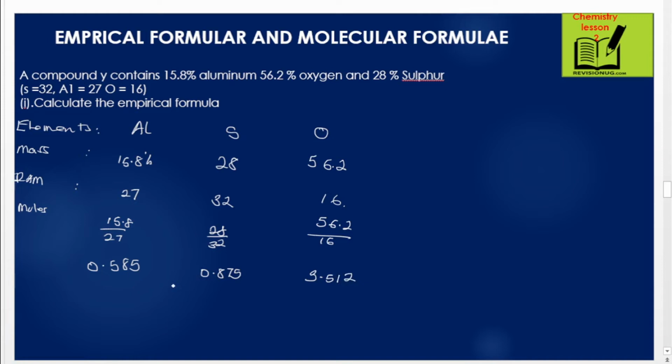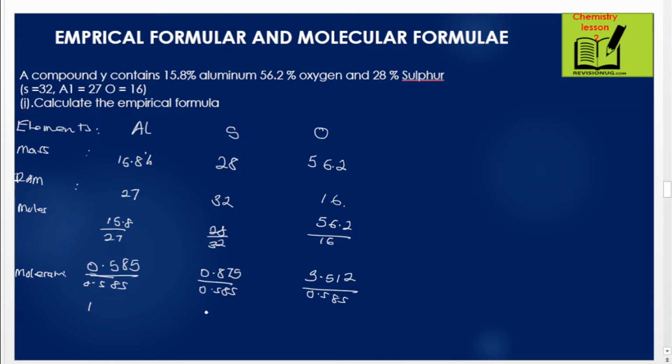Now we need to get the smallest, and the smallest of all is 0.585. So we divide that. This is now the mole ratio. We are getting mole ratio divided by the smallest. 0.585 divided by 0.585. Now this is going to be a 1. Now let us divide this one.